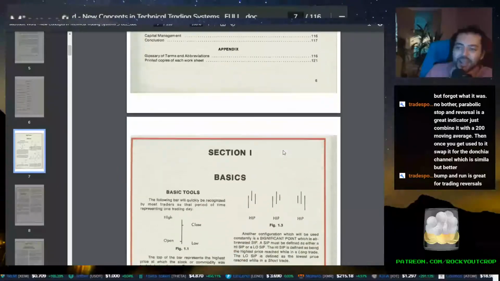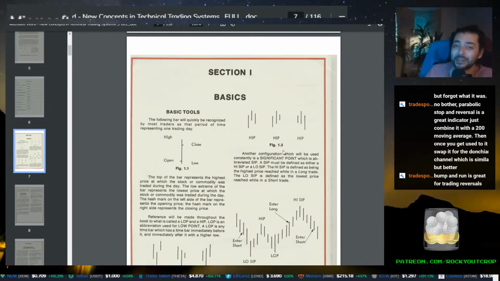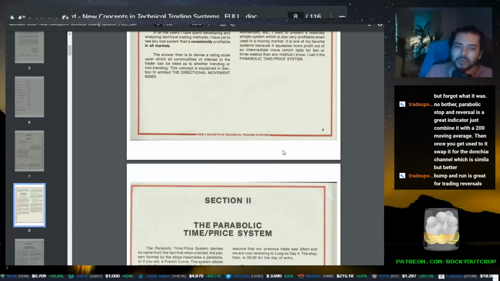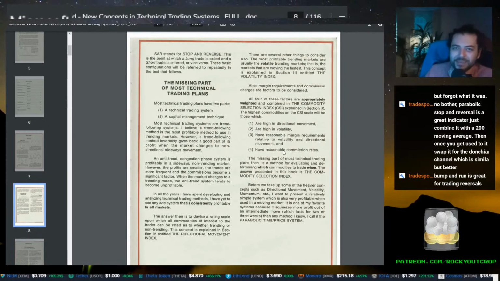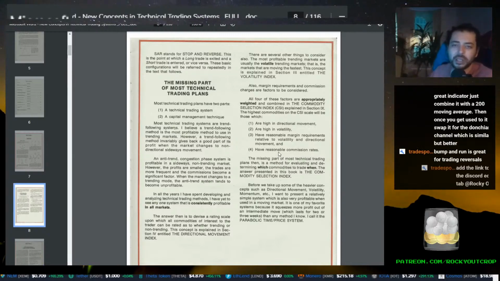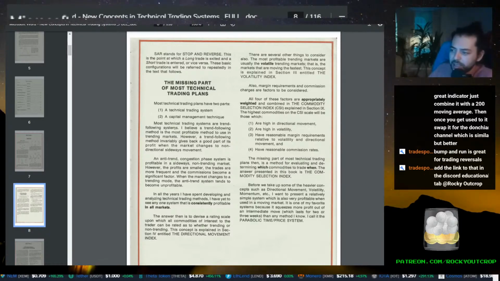So anyway, great book. Recommended reading? Absolutely, 100%. Now I understand that not everybody wants to read a book by a mathematician. Okay, I get it. It's a book written by a mathematician. I love this guy. He's great. He's the guy that invented the RSI and the DMI. If I had to draw up a list of the 10 people who've contributed the most influential things to technical analysis, he'd be in there. Add that link in the Discord educational tab.